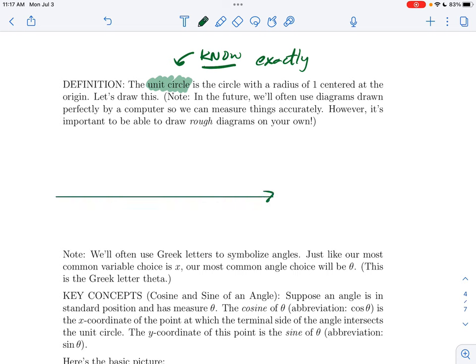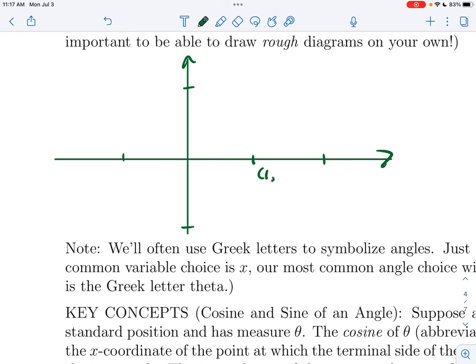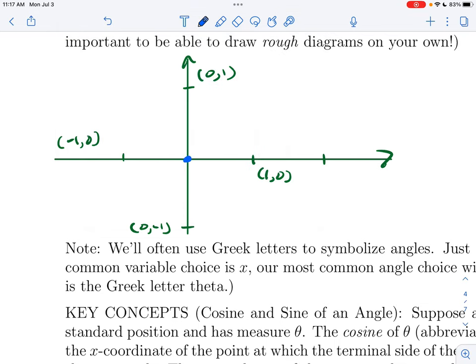So we will draw this by hand. Sometimes we'll be using perfect examples, but here we'll just do our best. So here is the point 1, 0. Here is the point 0, 1. Here is the point negative 1, 0. Here is the point 0, negative 1. We are imagining a circle that is centered at the origin. And all of the points on this circle are exactly 1 unit away from that center. So now what I'm going to do, I'm just going to cheat a little bit, just make these dots bigger.